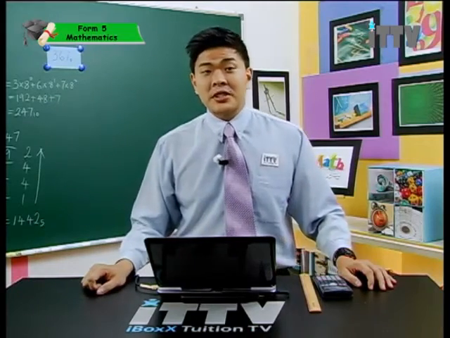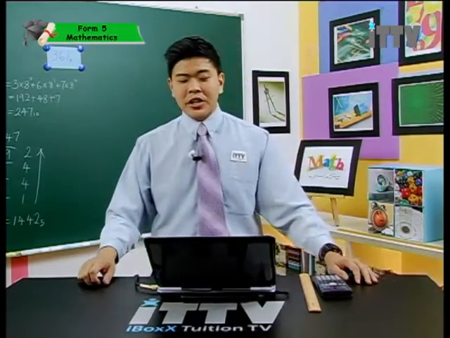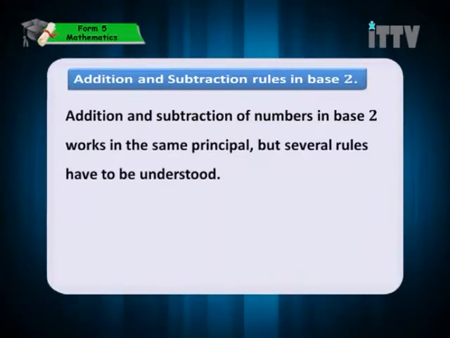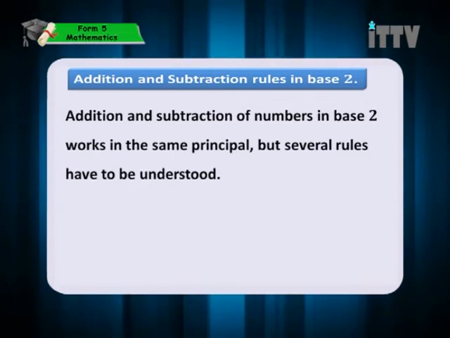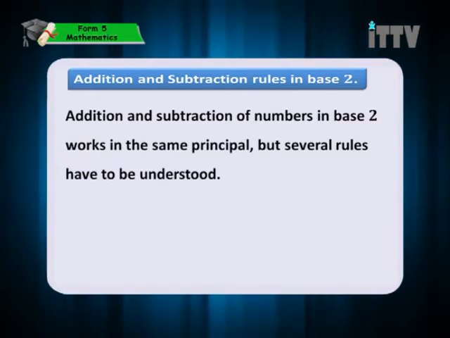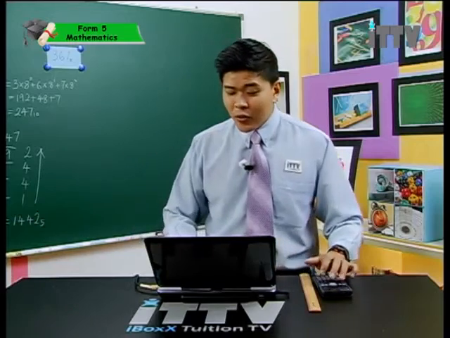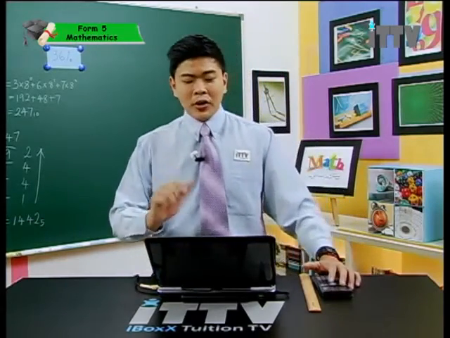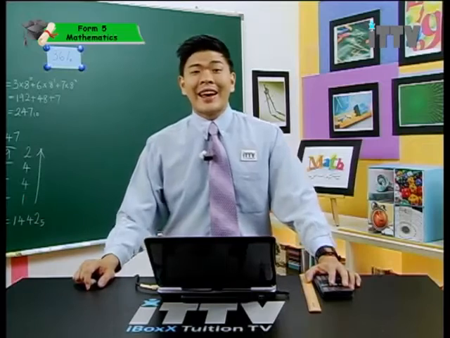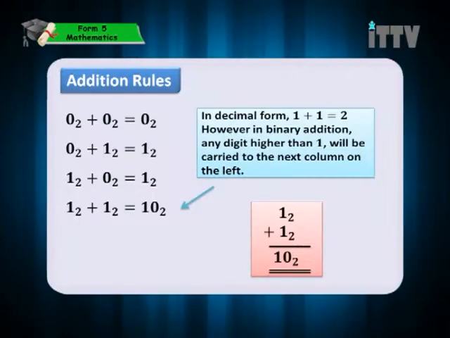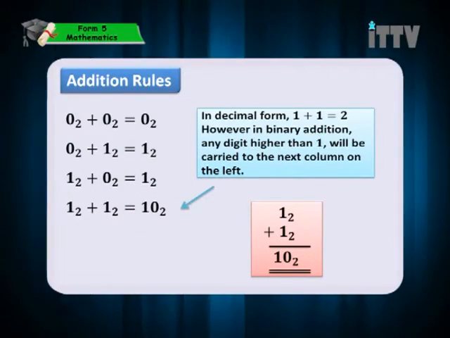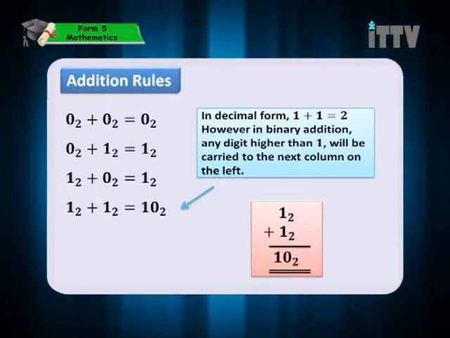Now let's look specifically at the addition and subtraction rules in base 2. Addition and subtraction of numbers in base 2 work on the same principle, but several rules have to be understood. Let's take a look at the rules involved in addition. Addition rules: 0 in base 2 plus 0 in base 2 gives you 0 in base 2. Familiar, right?